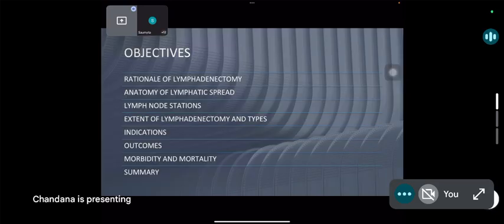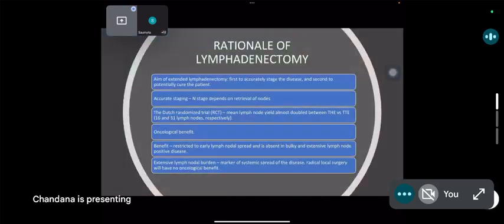Esophagus, and these are the objectives of my presentation. Today, the aim of extended lymphadenectomy is, first, to accurately stage the disease, and second, to cure the patient. Accurate staging needs N stage. N stage depends upon the number of nodes.